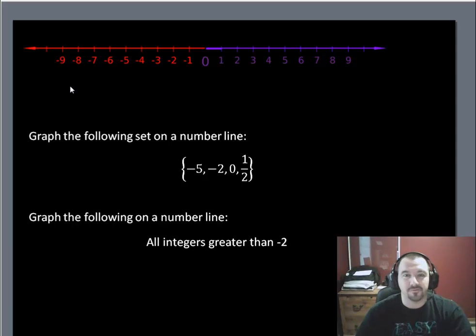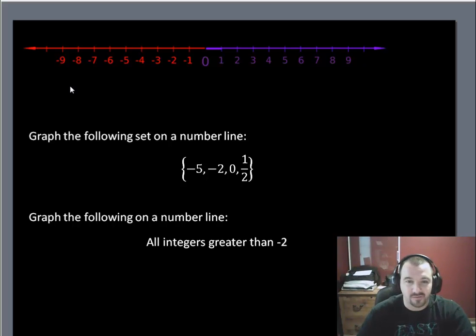Alright, in this little video, we're just going to take a look at graphing on a number line. And so we're going to concentrate on just one dimension. It's only going to include certain numbers. We're not going to try to go into two dimensions here if that's what you're looking for. So let's go ahead and take a look at what we've got.